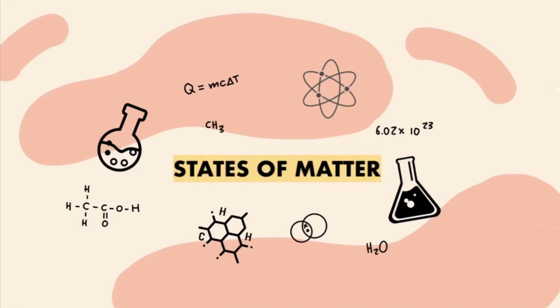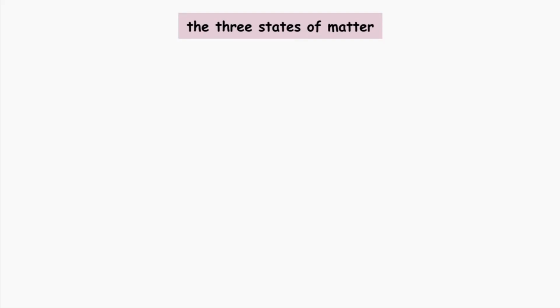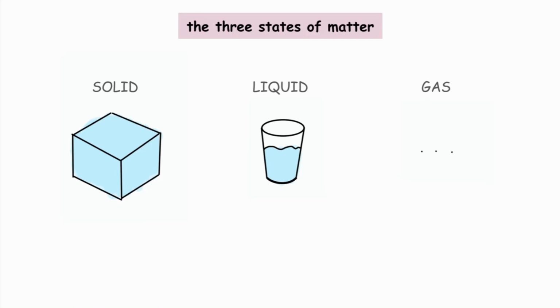Between us today, let's talk about states of matter, specifically arrangement and properties of the three states. There are three states of matter. A substance can exist in three different states. These are solid, liquid, and gases.